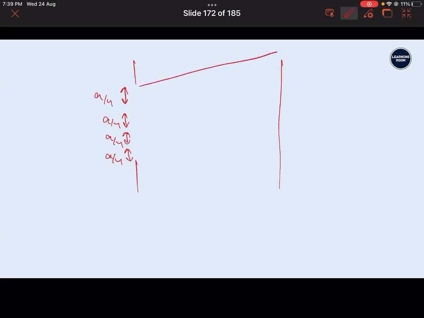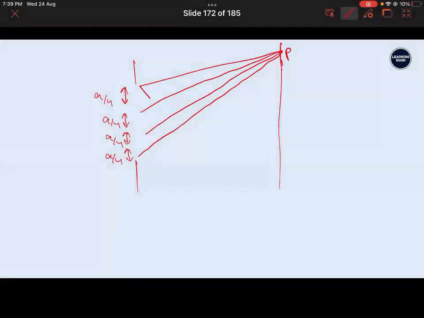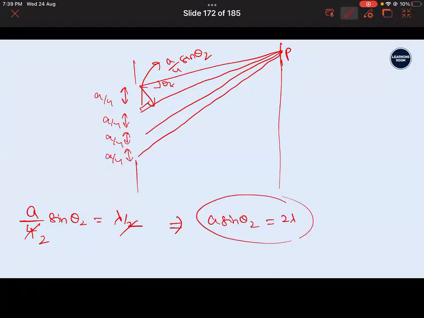If I again raise further, it is going and hitting the screen at point B. Then if you call this theta 2, for example, this path length will be a by 4 sine theta 2. So a by 4 sine theta 2 is supposed to be equal to lambda by 2, because that is the path difference between successive rays. So cancel this and this, which implies a sine theta 2 is equal to 2 lambda for destructive interference.